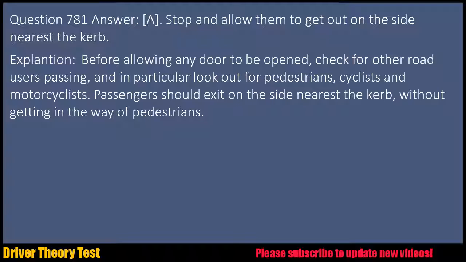Explanation: before allowing any door to be opened, check for other road users passing, and in particular look out for pedestrians, cyclists and motorcyclists. Passengers should exit on the side nearest the curb, without getting in the way of pedestrians.